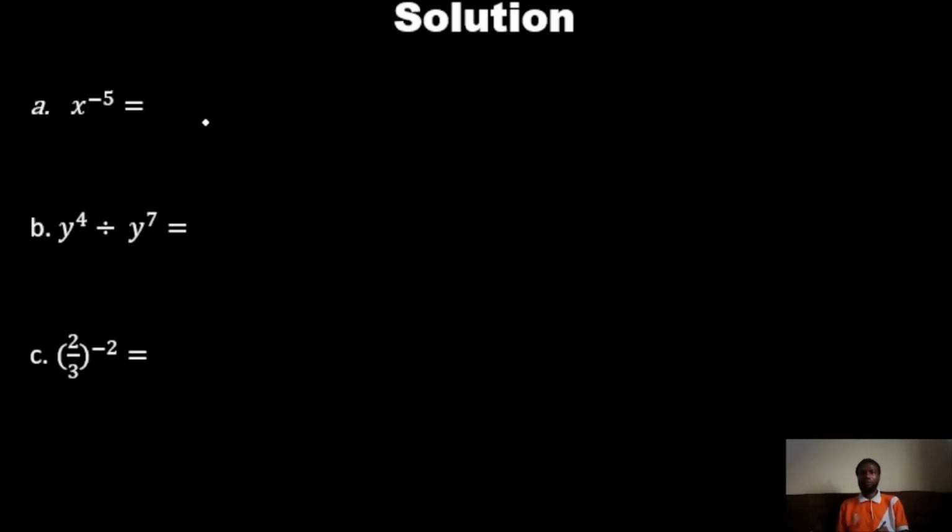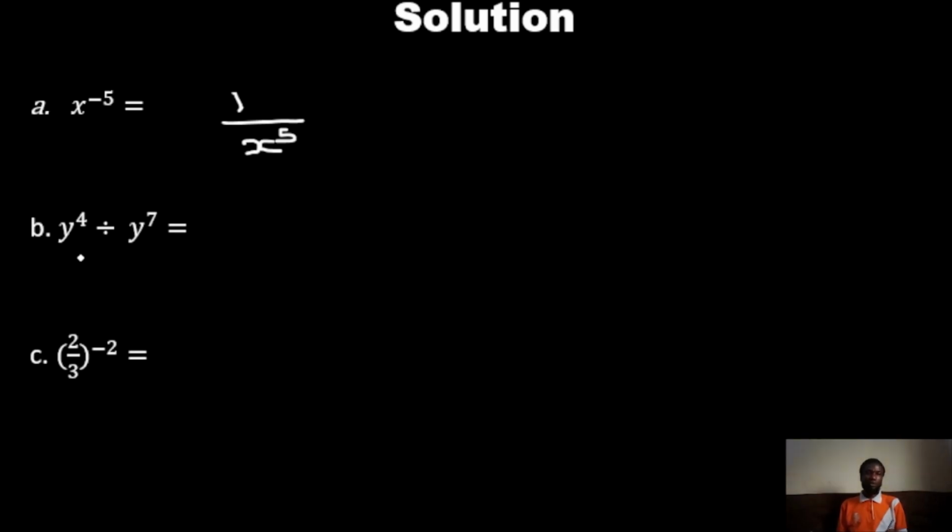Okay, x raised power of minus 5. I told you, when you have a negative power, you simply write it as 1 all over the base raised power of the value of n, and the value of n here is what? 5. So x raised power of minus 5 will be 1 all over x raised to power of 5, isn't it? So that's our answer. Now let's look at example 2.